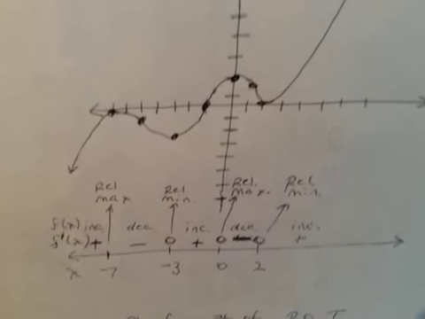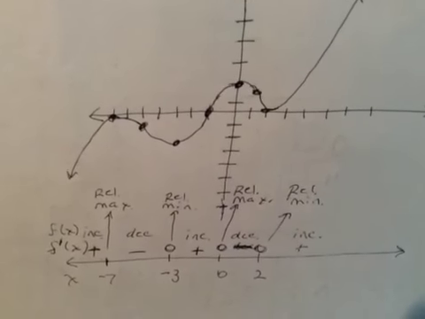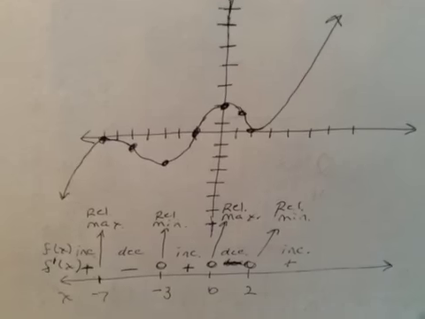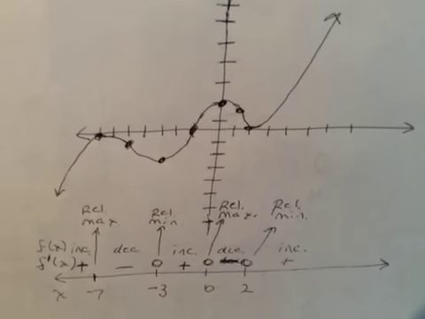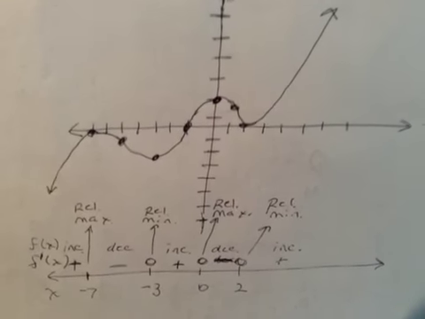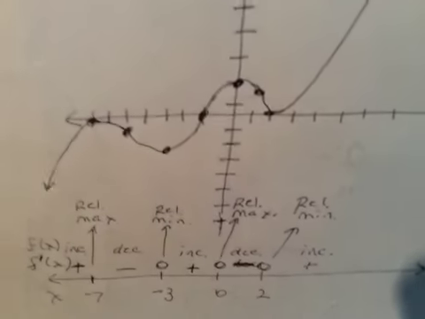But the actual definition of concave up is that the derivative is increasing. How we test for that is to use the second derivative. If the second derivative is positive, that means the derivative is increasing, which means the function is concave up.